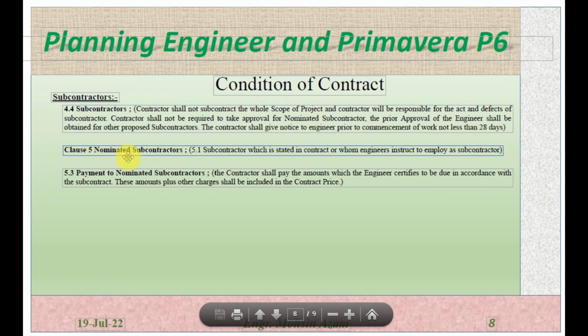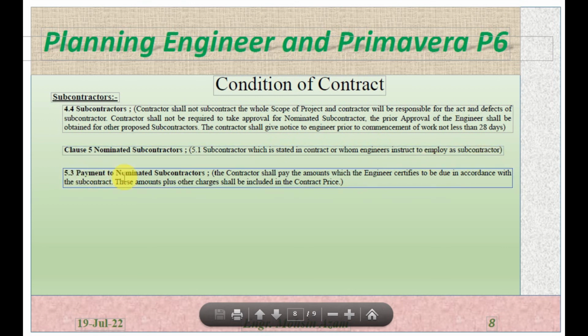Clause 5 is nominated subcontractor. So this is actually the definition under 5.1: a subcontractor which is stated in the contract or whom the engineer instructs to employ as a subcontractor. So it is the subcontractor which is part of the contract, or for which there is an instruction from the engineer to subcontract a part of the work.